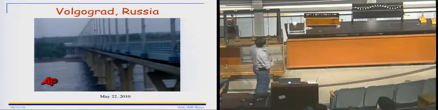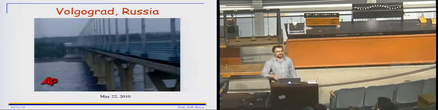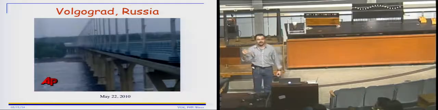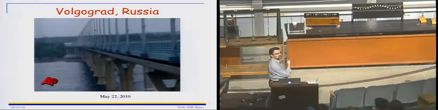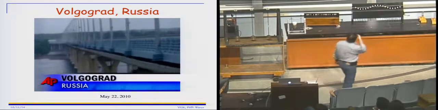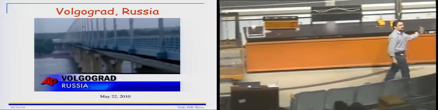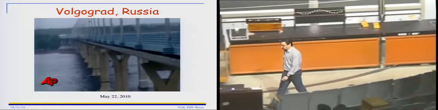Russians build good bridges. This one is over the Volga River in Volgograd, formerly known as Stalingrad. There was a new bridge opened there in 2010. I don't think I taught anybody who built this bridge. I hope. This is how this bridge looked.